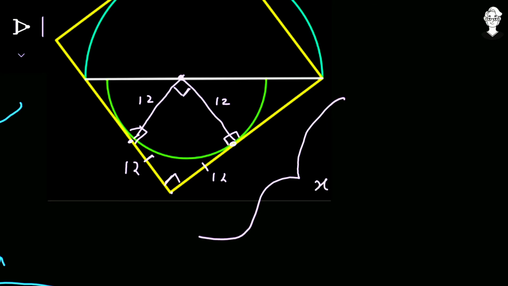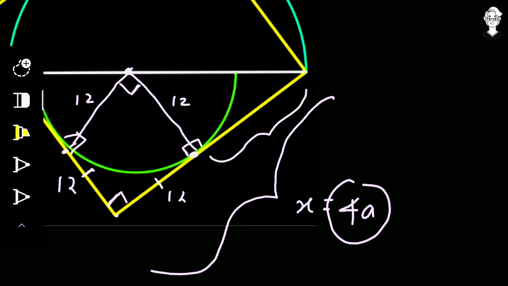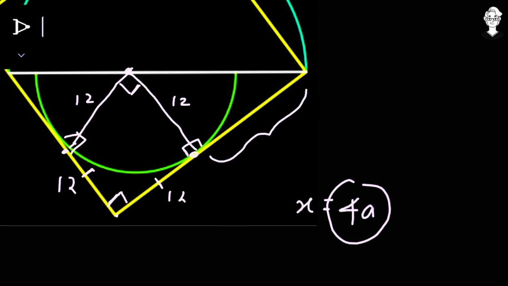Yes. Now remember that this length, from this point to this point, is the side of the square. Side of the square is equal to x. X is equal to 4 times a. So this complete length is 4 times a. This much length is equal to 12. So the remaining length, from this point to this point, is going to be the longer minus the shorter. So longer is 4 times a, so 4 times a minus 12 is the length from this point to that point.